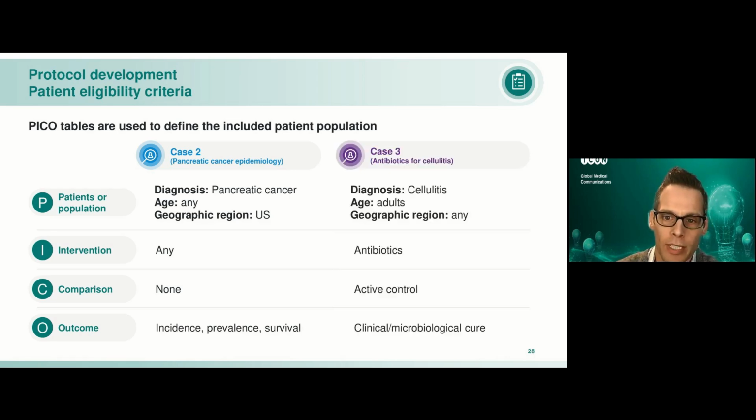For case 3, a little bit different scenario, but same idea. These were patients that were diagnosed with cellulitis. They had to be adults, but they could be from any geographic region. They, of course, had to be treated with an antibiotic, active control as a comparator, and outcome, some kind of cure. And we had some more specificity in the actual analysis, but for simplicity here, we'll just say a cure.